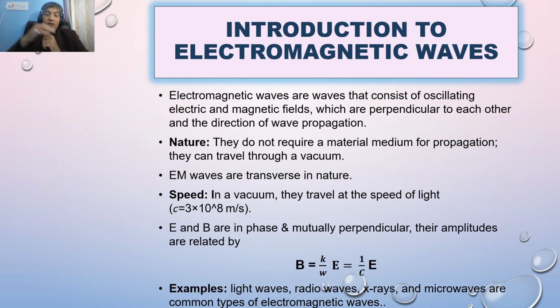So let's move on to our basic topic, which is the electromagnetic wave and its characteristic properties. Now the next point comes: E and B are in phase and mutually perpendicular, and their amplitudes are related by the equation E equals BC. Here E is the electric field and B is the magnetic field.